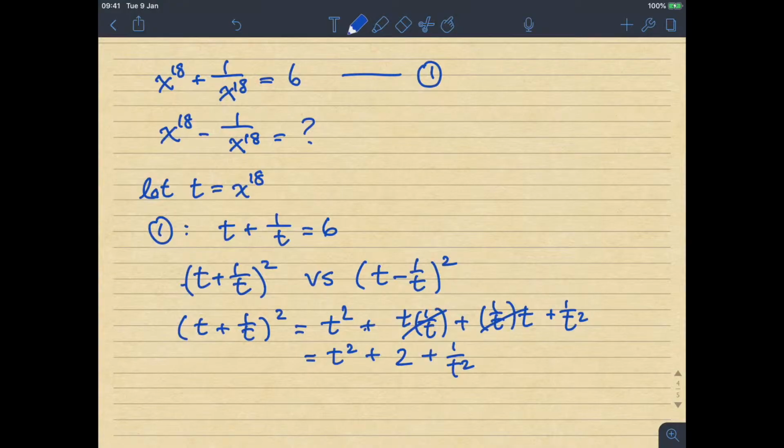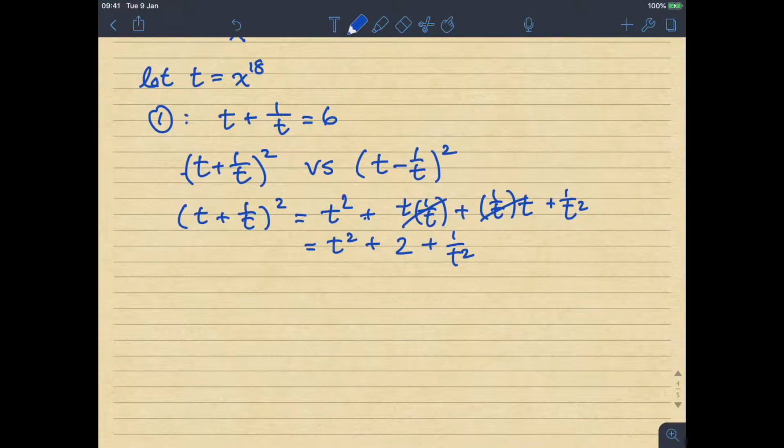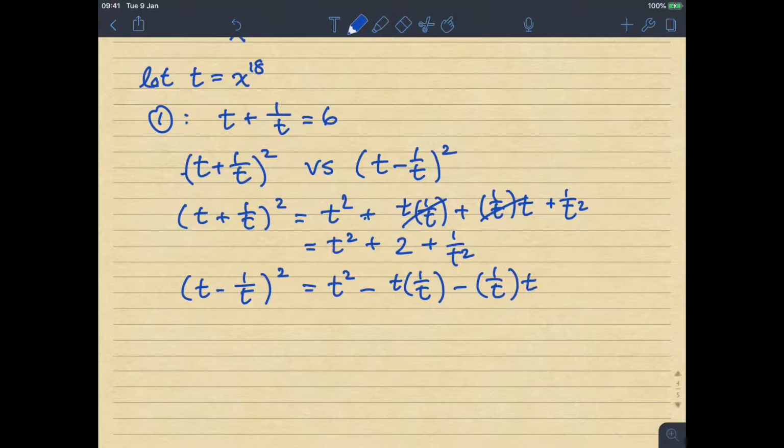Okay, and now we'll take a look at t minus 1 over t all squared. So we get t squared first, and then we get minus t times 1 over t, minus 1 over t times t, and plus 1 over t squared, which is equal to t squared minus, that cancels out to 1, that cancels out to 1, minus 2 plus 1 over t squared.